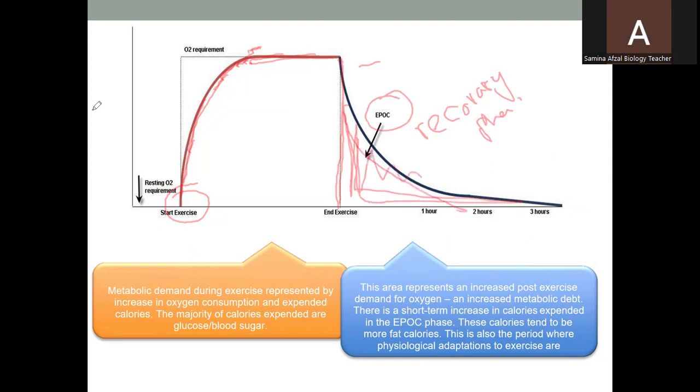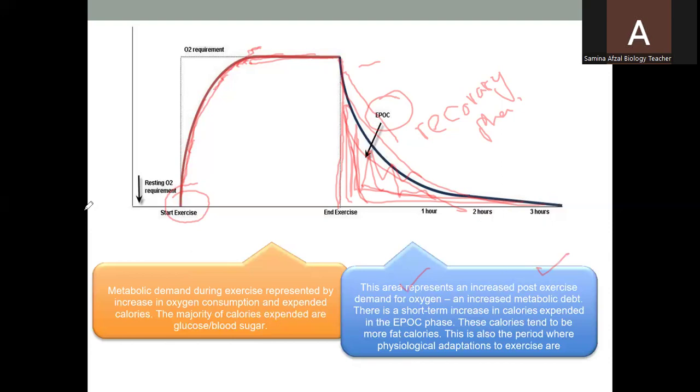This is also the period of physiological adaptations to exercise. Actually, this is recovery, and this area represents an increased post-exercise demand for oxygen. More oxygen is required over here.